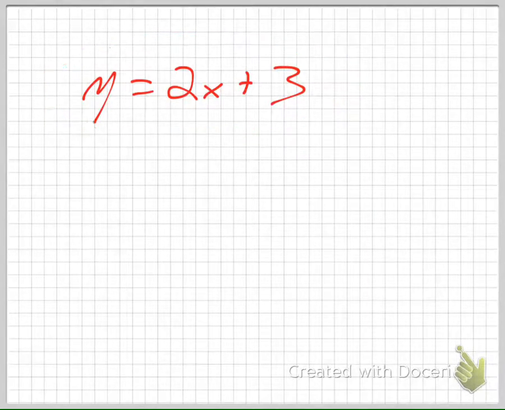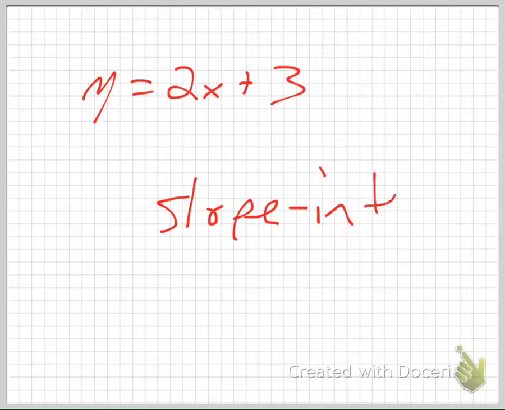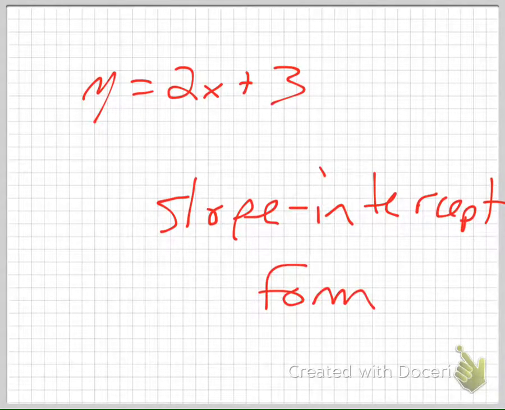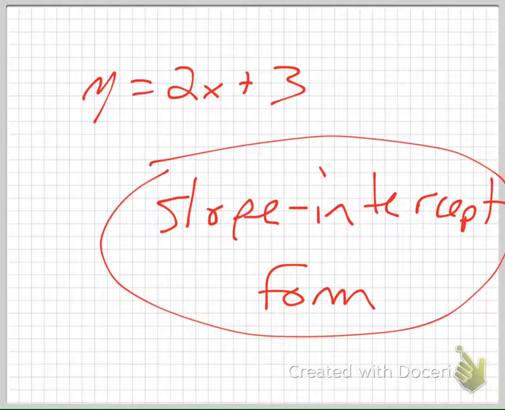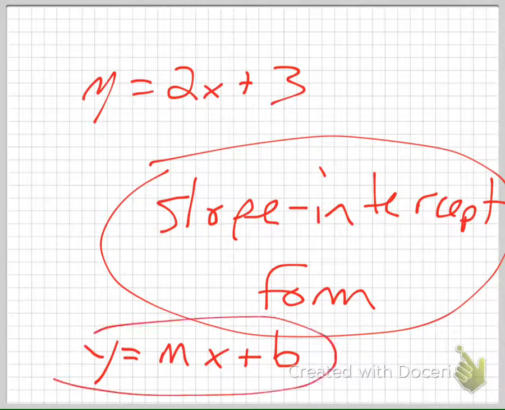This is written in a very special format. This is written in what's called slope-intercept form. Write that down. Slope-intercept form. Slope-intercept form is this: y equals mx plus b. Okay, slope-intercept form is y equals mx plus b. This is the formula. Y equals mx plus b.